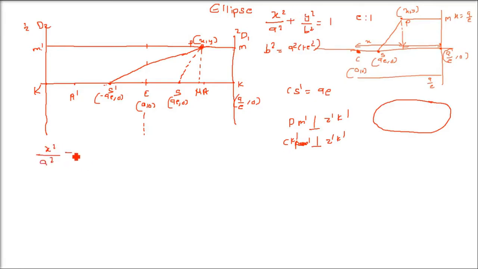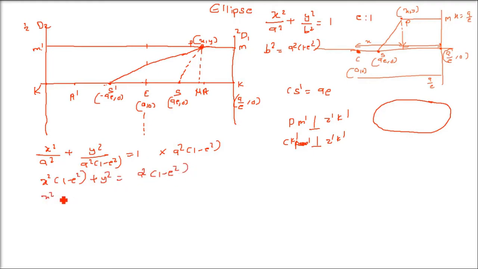So let me write it again. y square by b square, and I am writing b square as a square into 1 minus e square, equals 1. Multiply both sides by a square into 1 minus e square. What do you get? x square, here you will get 1 minus e square, here you won't get anything, only y square, and here a square into 1 minus e square.